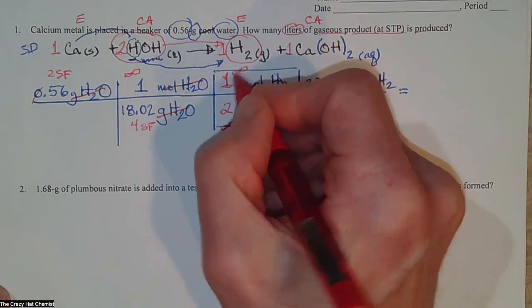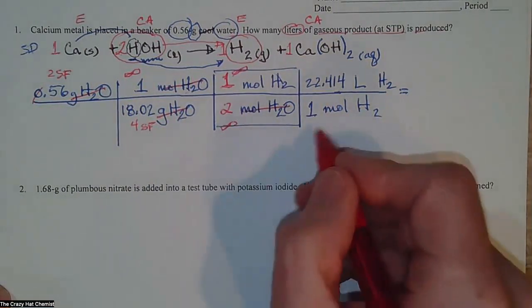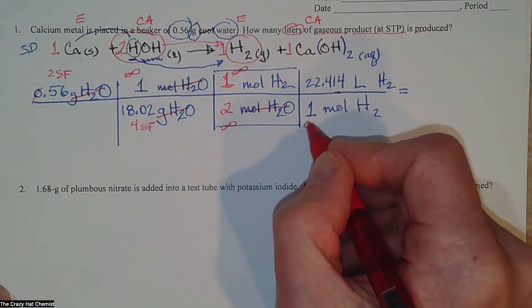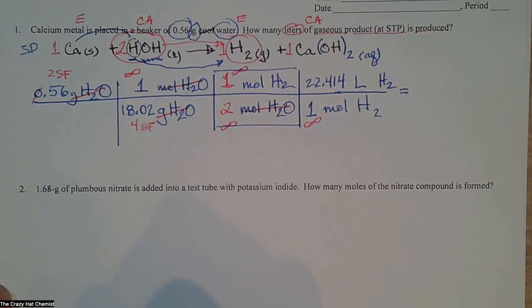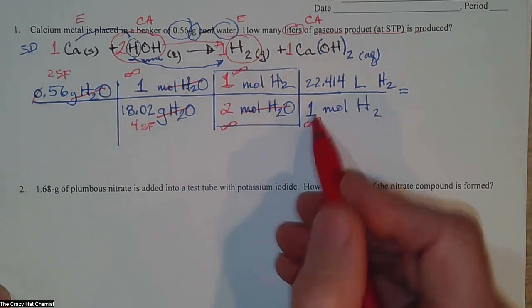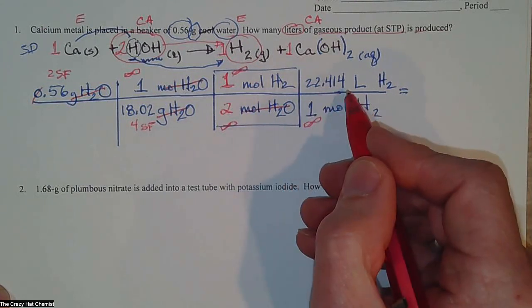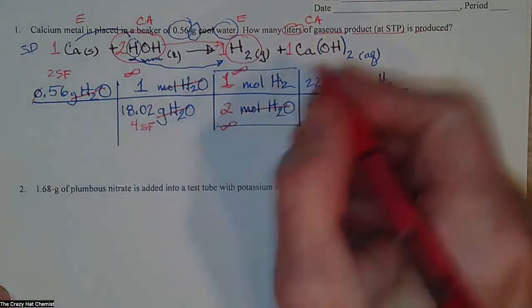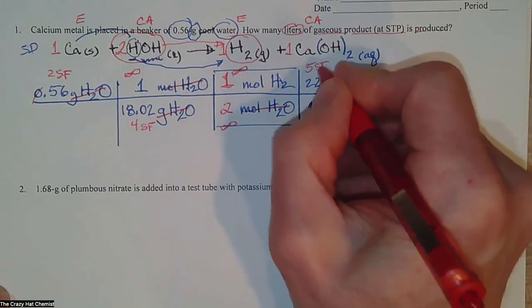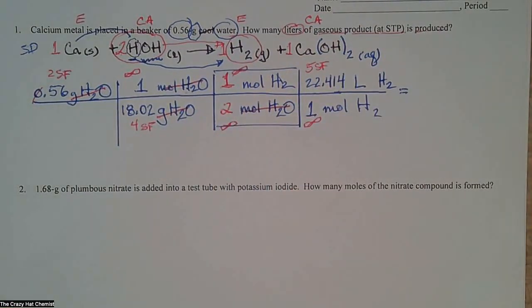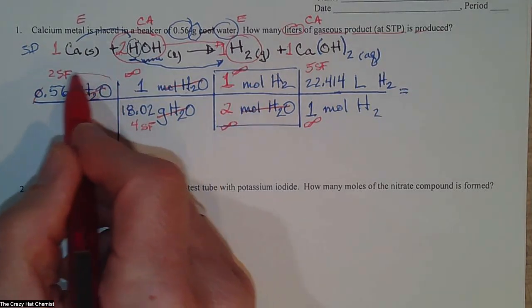Same with this 1, an infinite number of significant figures. This is a definition that 1 mole is equal to a certain volume at STP conditions. So that's an infinite number of significant figures. And this is a rounded number which I have given as 22.414. That is 5 significant figures. So the fewest number of significant figures in this problem is actually the beginning number, and that is 2 significant figures.